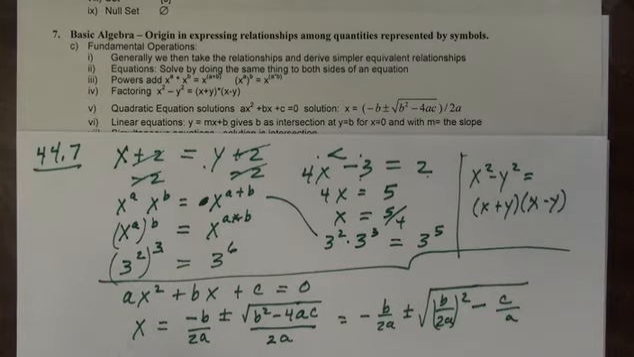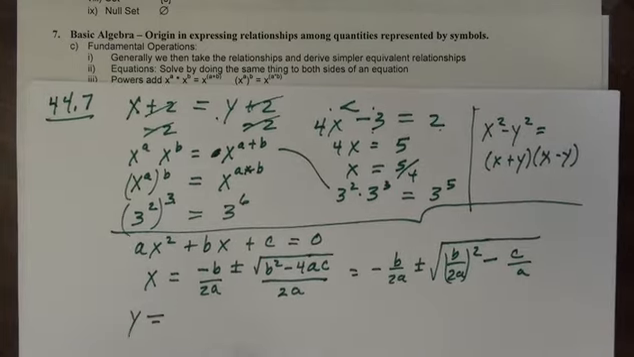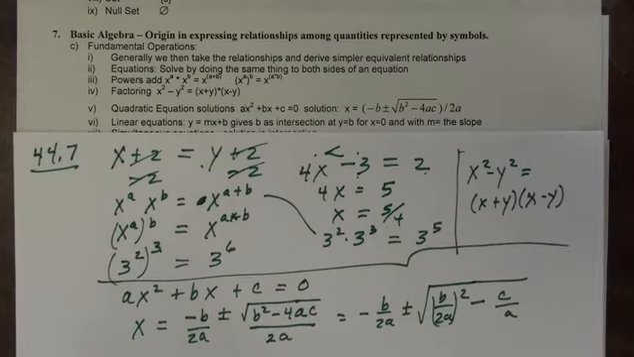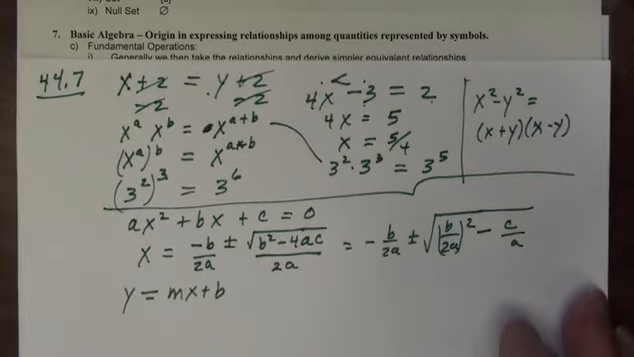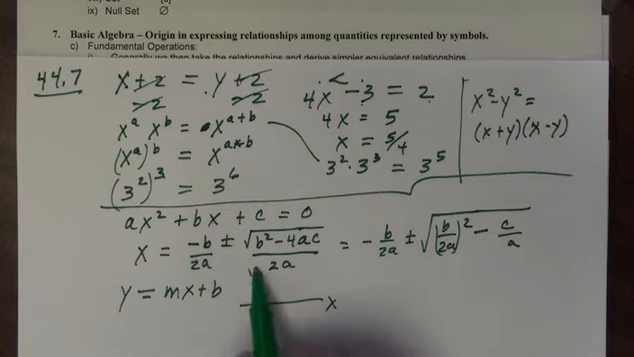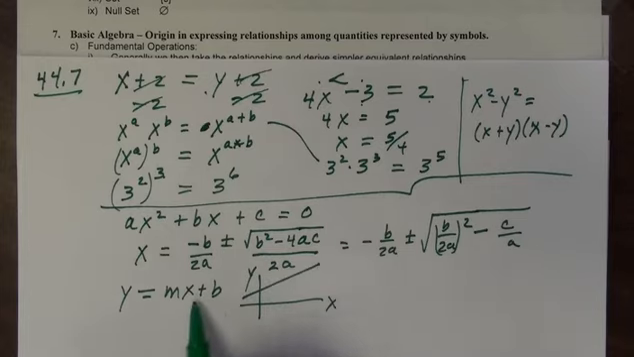Linear equations, such as y is equal to mx plus b, give an intersection. If I plot this, here's x and here's y, and I plot this function where y is equal to this, you can see that if x is equal to 0, y is going to be equal to b. So this height is b.